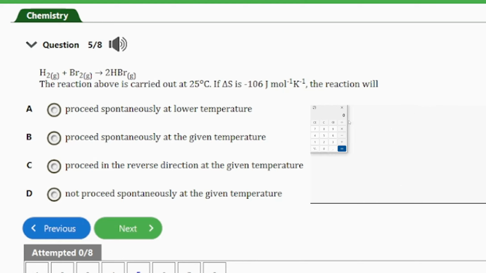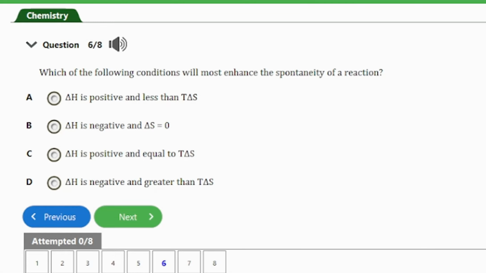So let's go ahead and wipe off all this, and then let's consider the next question. So guys, the next question here will be question number 6. It says, which of the following conditions will most enhance the spontaneity of a reaction? A, delta H is positive and less than T delta S. B, delta H is negative and delta S is 0. C, delta H is positive and equal to T times delta S. And D, delta H is negative and greater than T delta S.